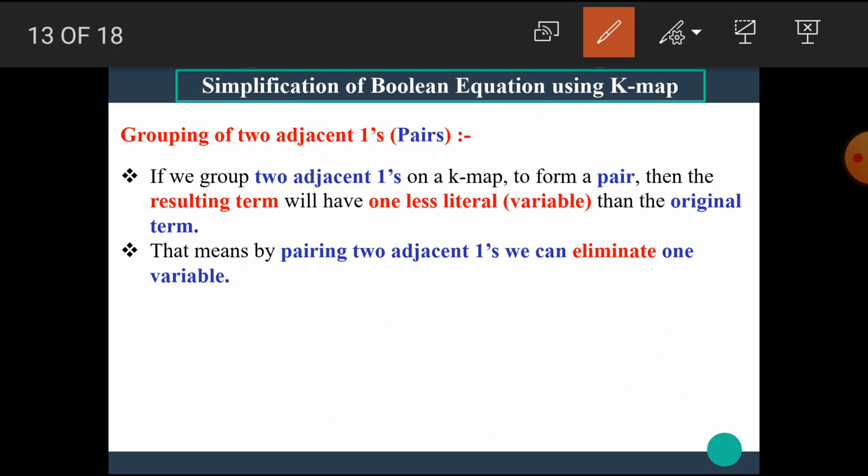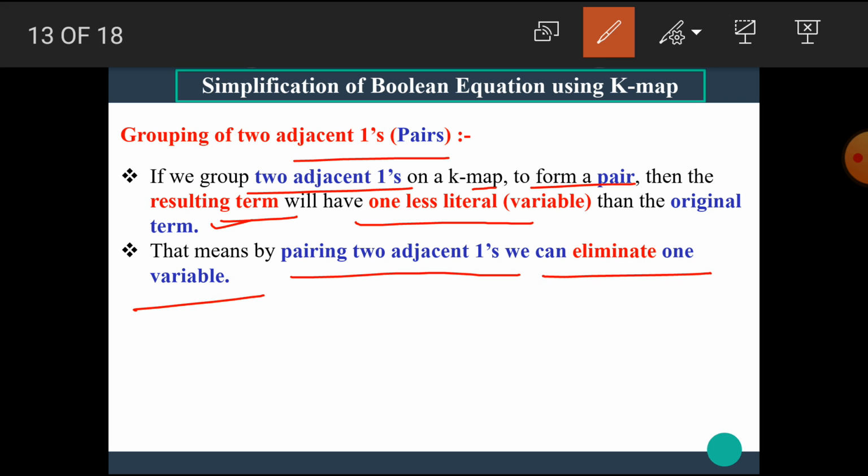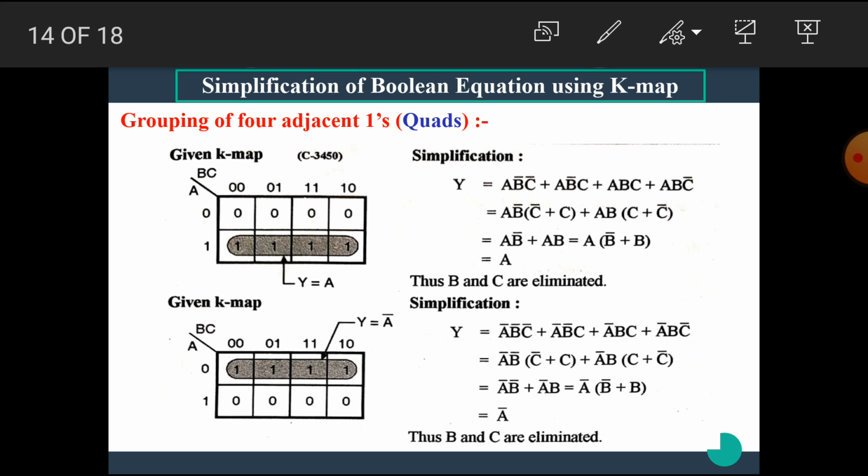Now while grouping two adjacent ones or pairs, if we group two adjacent ones on the Kmap to form a pair, then the resultant term will have one less literal variable than the original term. That means by pairing two adjacent ones, we can eliminate one variable. Now let's see the grouping of four adjacent ones or quads. Here is the Kmap for three variables. In this Kmap, we can see that there are four adjacent ones, hence we can make a quad of it. Then let's simplify this equation.